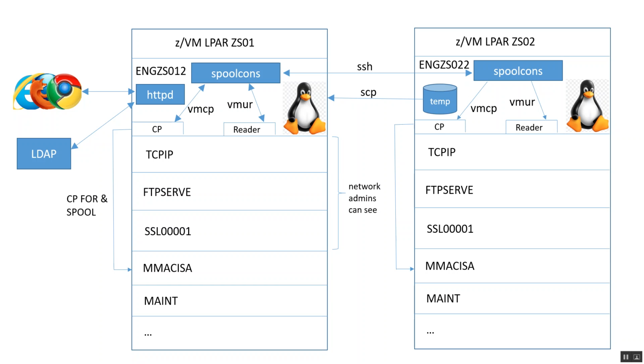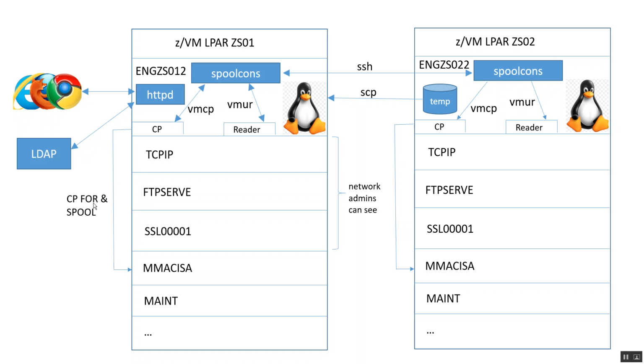So let's look at the architecture very quickly. This is two Linux servers on two z/VM LPARs. You come in through a browser. So HTTPD is the Apache web server running on Red Hat Linux. And spoolcons is a bash script that does the heavy lifting. It utilizes VMCP to talk to CP and run CP commands, and VMUR to get information from the z/VM virtual reader.